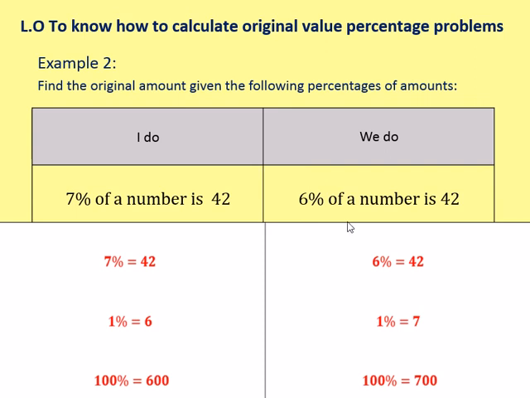Okay, so for the we do, it says 6% of a number is 42. So 6% equals 42. So 1% is going to equal that divided by 6. 42 divided by 6 gives 7. So 1% is 7. And then times by 100 to get 100% equals 700. Again, fantastic work if you've got that right. And if you didn't, again, don't worry about it. Pause the video, take a moment, copy it down, see if you can spot your mistake.